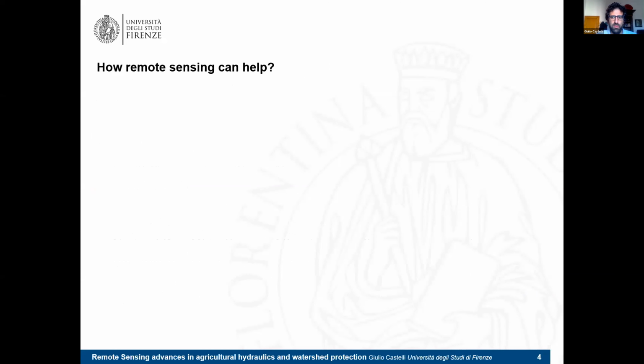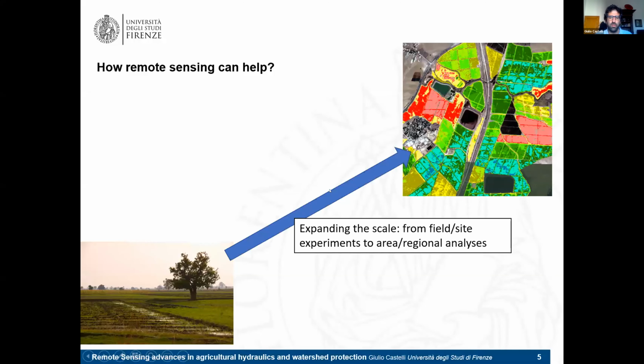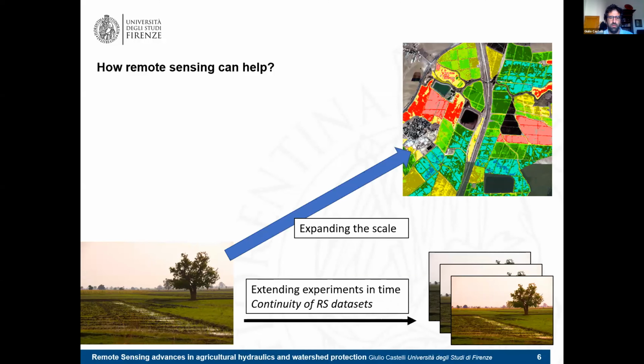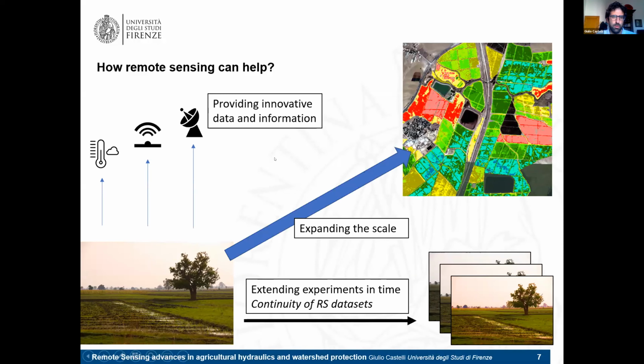So from here, we raise this question. How can remote sensing help? Of course, it is a tool, but it's a very useful tool, even though it's not only born for the topic of agricultural water management. First of all, it's very useful for expanding the scale from field site experiment to larger scale analysis. It allows us the extension of experiment in time, because remote sensing datasets have a very strong continuity, but also remote sensing can provide innovative kind of data and advanced information that we can use in sound land and water planning and management.